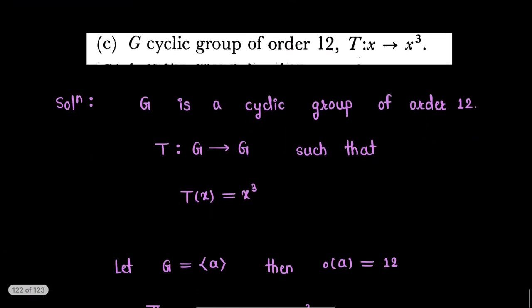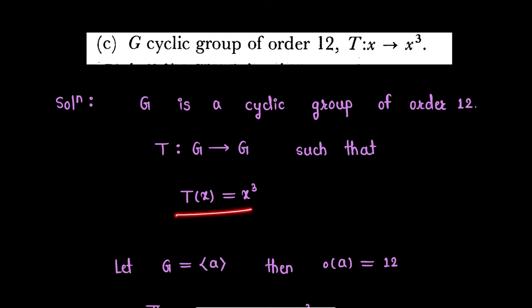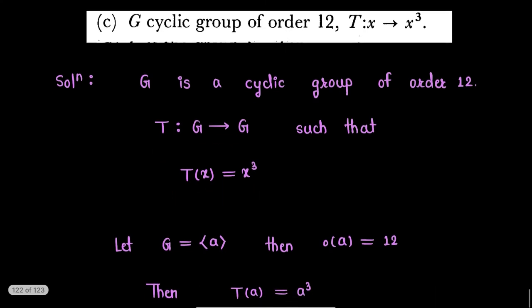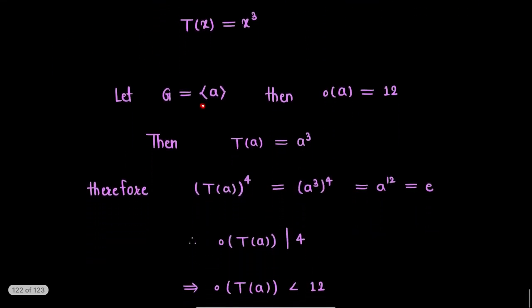Next group is any group G which is cyclic and of order 12, and map T is such that X goes to X cube under T. Now here G is a cyclic group of order 12 and map T is such that T of X is equal to X cube. Since G is a cyclic group, G will be generated by some A in group G such that order of A is 12. Then for this A, we have T of A will be equal to A cube.